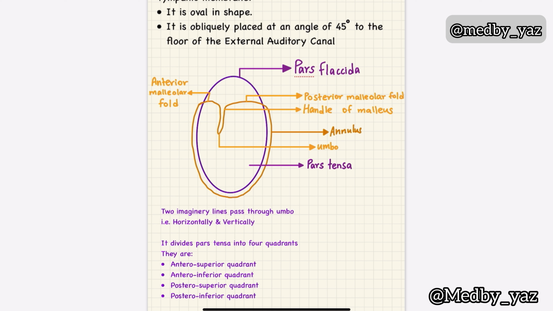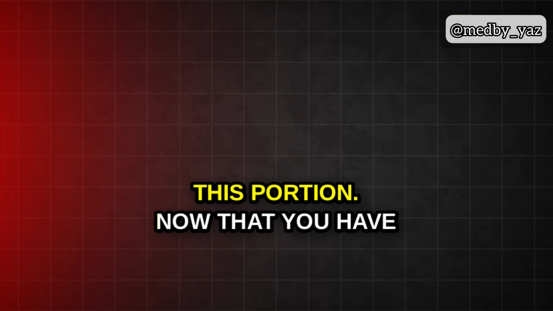The pars tensa is divided into four quadrants through two imaginary lines passing through the umbo, horizontally and vertically. Quadrants are antero-superior, antero-inferior, postero-superior and postero-inferior. Now that you have learned about the parts, it's time for the main topic.